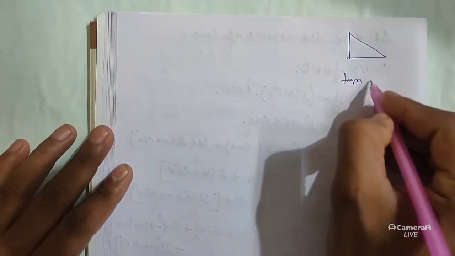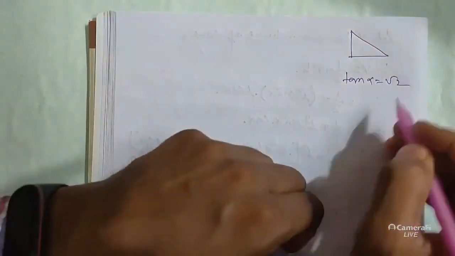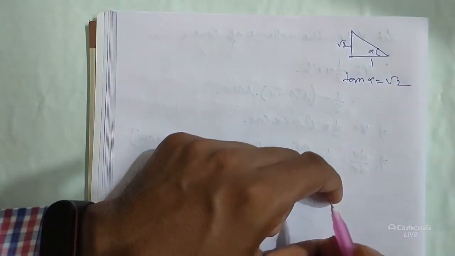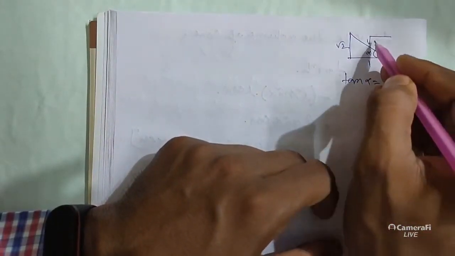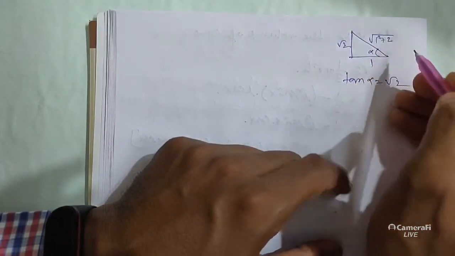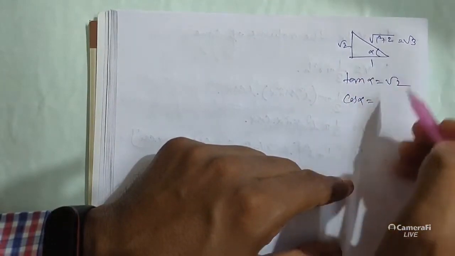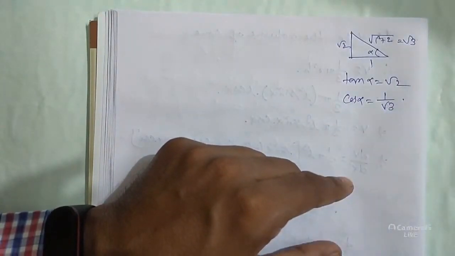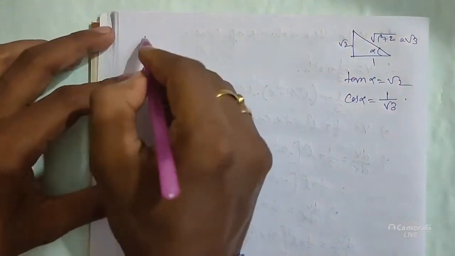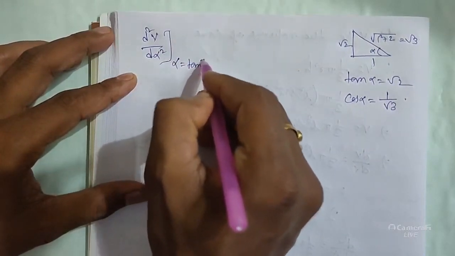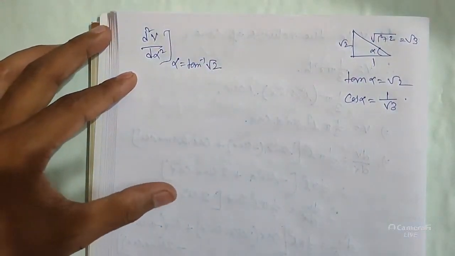Now if tan alpha equals to root 2, we know that tan alpha equals to perpendicular by base. If this is alpha, so perpendicular is root 2, base is 1, so what will be the hypotenuse? 1 square plus root 2 square, that is 3, so root 3. Therefore cos alpha equals to base by hypotenuse, 1 by root 3. Now d2V by d alpha 2 at alpha equals to tan inverse root 2, at this point we have to find.